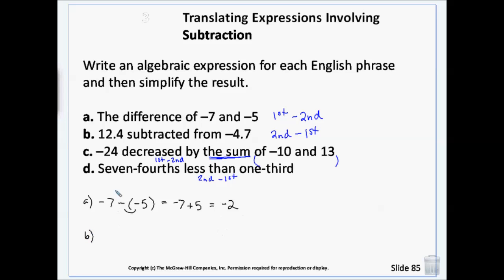And B is 12.4 subtracted from, so that's -4.7 first, minus 12.4, which is the same thing as -4.7 plus -12.4. Since they're the same sign, I have to add them. So I'm going to get 1, carry my 1, -17.1.